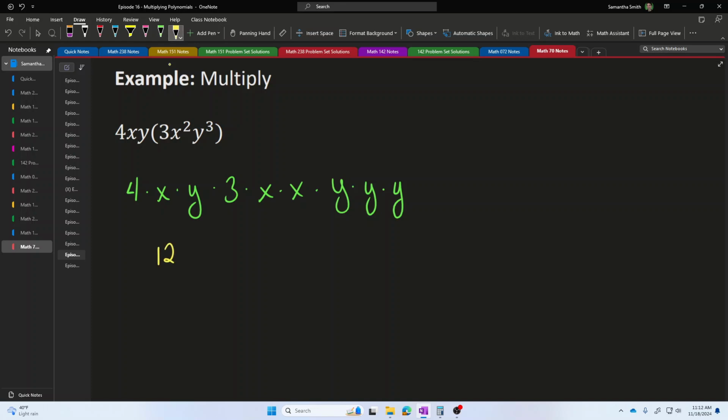Now let's think about all the multiplied x's I have in this expression. 1, 2, 3. 3 multiplied x's corresponds to x to the third power. And here I have 1, 2, 3, 4 y's. 4 multiplied y's is written as y to the fourth power for short.